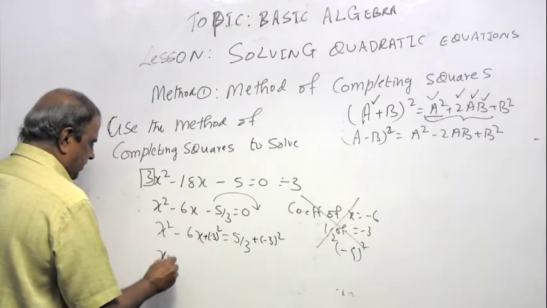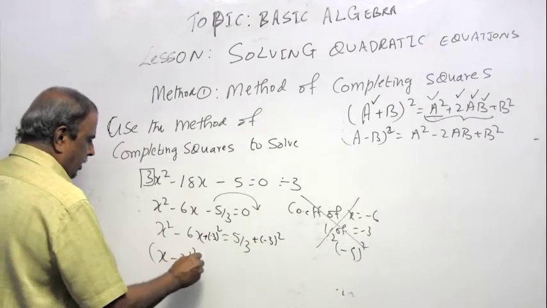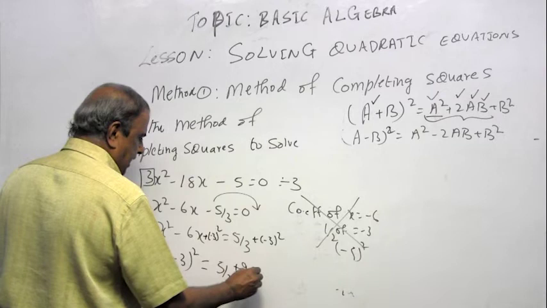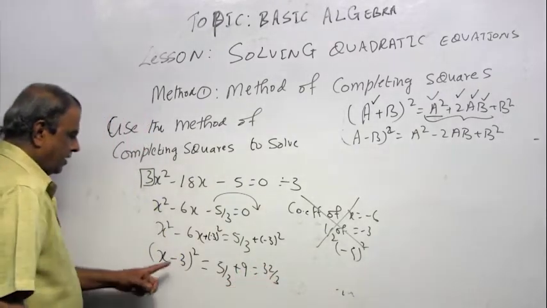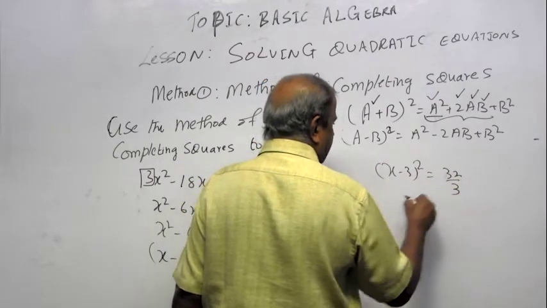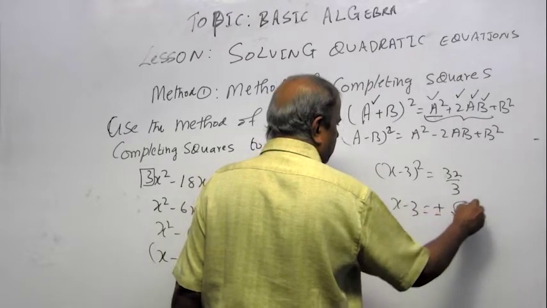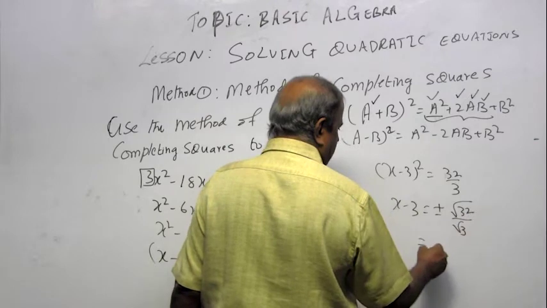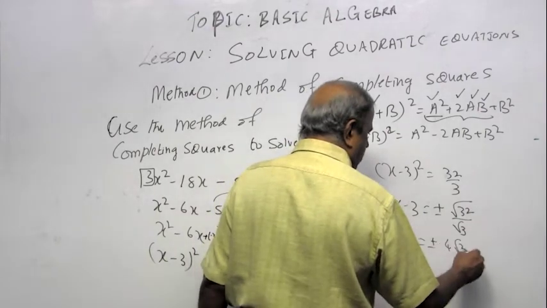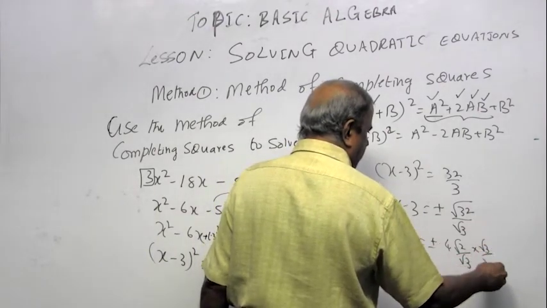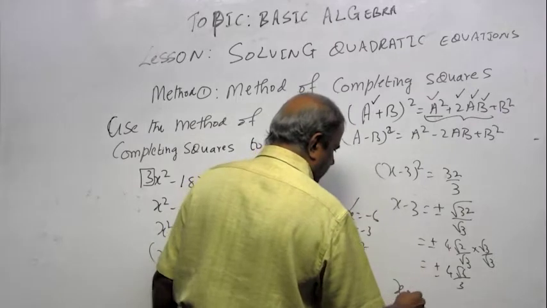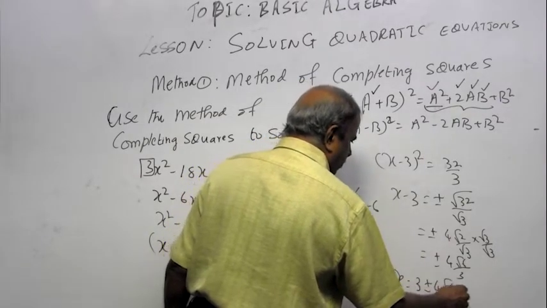So this becomes x minus 3 whole squared, because remember minus squared is plus, equal to 5 over 3 plus 9, which is 32 over 3. So therefore, x minus 3 whole squared equal to 32 over 3. So x minus 3 equal to plus minus root 32 by root 3, which is plus minus, 16 times 2 is 32, right? So 4 root 2 by root 3, multiply by root 3, divide by root 3, you get plus minus 4 root 6 over 3. So x equal to 3 plus minus 4 root 6 over 3.